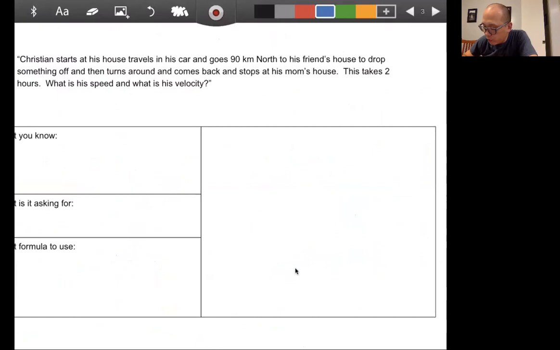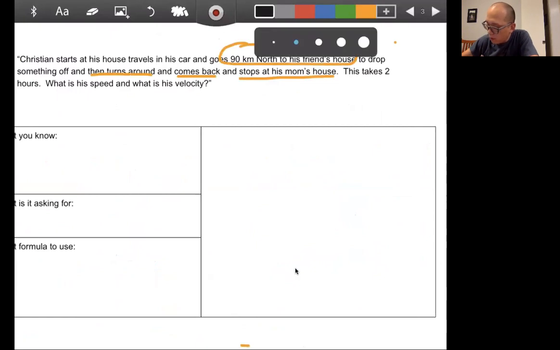It says Christian starts at his house and he travels in his car. He goes 90 kilometers north to his friend's house. Important bit of information there. To drop off something, then he turns around, and comes back and stops at his mom's house. This takes 2 hours. Oh, I think there's one bit of information that I forgot here.